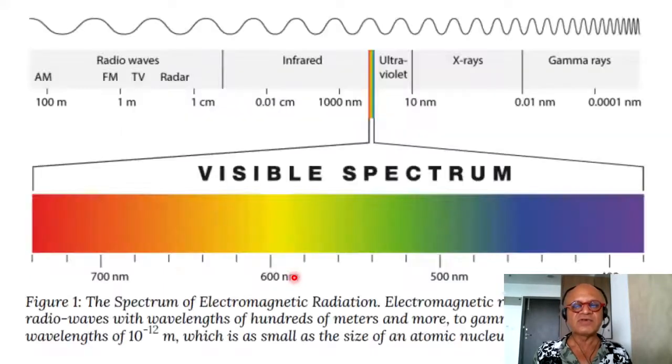Okay, we will see why this is very important immediately here. Looking at the spectrum of electromagnetic radiation, we will see the broader spectrum in a minute. Electromagnetic radiation ranges from radio waves with wavelengths of hundreds of meters or more, which is really what is used for transmitting radio signals, to gamma rays, which have wavelengths of 10 to the minus 12 meter, as small as the size of an atomic nucleus.